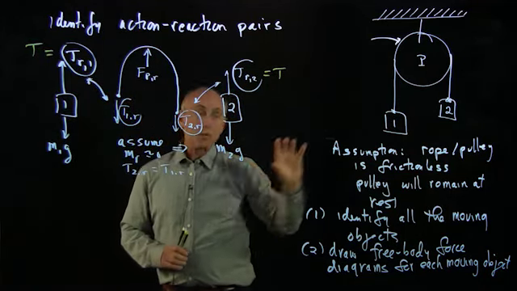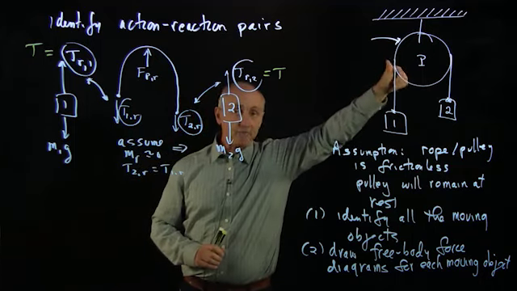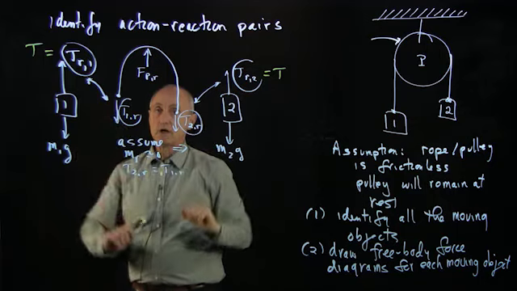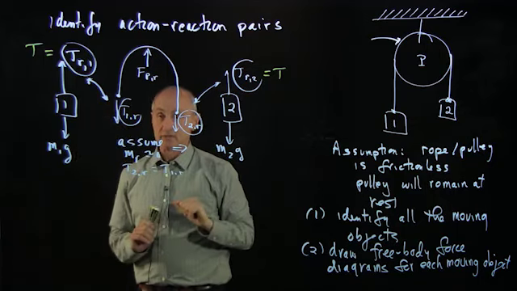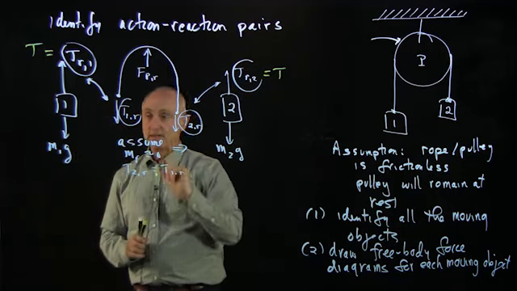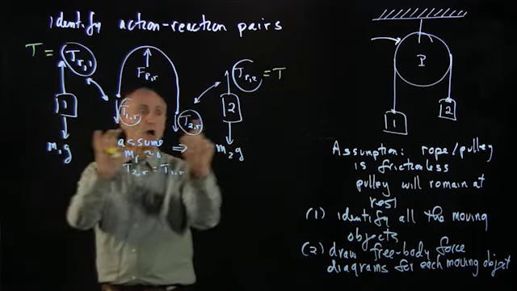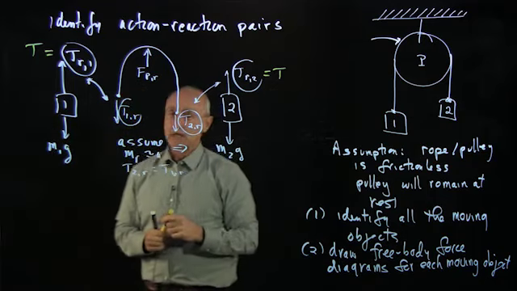A little bit later on, when we talk about pulleys that have mass with friction between them, the tension on the two sides of the pulley will not be the same. But for the moment, we've made these assumptions, and that holds. And now we just really have object 1 and object 2 to analyze.